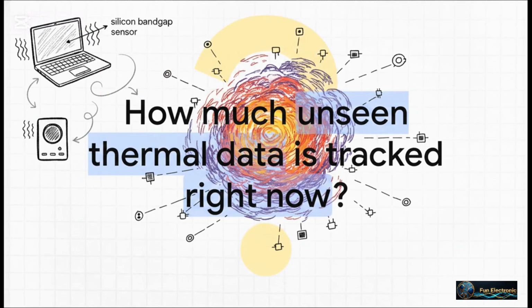To wrap up this explainer, I want to leave you with a thought. Take a quick look around the room you're sitting in right now. Really, look around. How much unseen thermal data is being tracked right this very second? From the silicon bandgap sensor protecting the exact device you're watching this on, to the NTC thermistor inside your wall thermostat, we exist in a world constantly analyzing invisible thermal energy. So how many invisible sensors are quietly working to protect you right now? It's a fascinating invisible world, and I hope this introduction to temperature sensors helped bring it into focus for you.